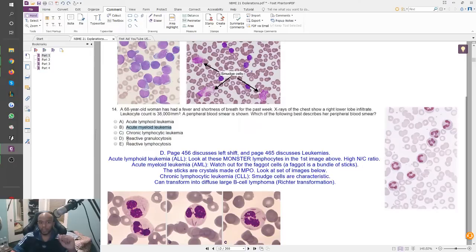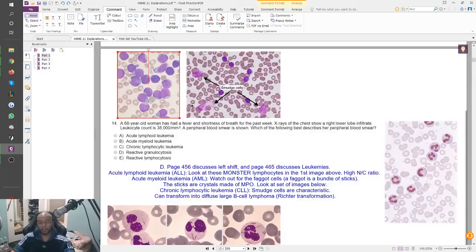So now you're just between D or E, reactive granulocytosis or reactive lymphocytosis. And these are granulocytes, neutrophils. Neutrophils, right? So you go ahead and pick reactive granulocytosis. Acute lymphoid leukemia, look at these monster lymphocytes in the first image above, right? This is it right here, right? Acute lymphoid leukemia. This is something that occurs in adolescents, which is why I named it adolescent little leukemics.